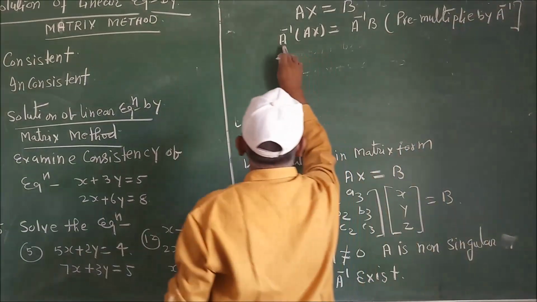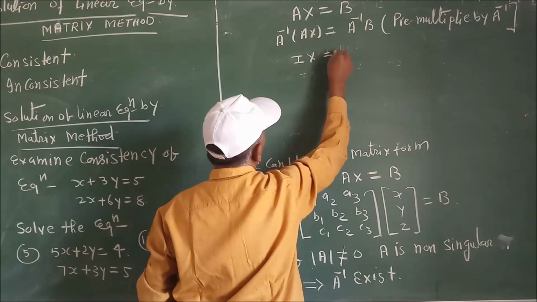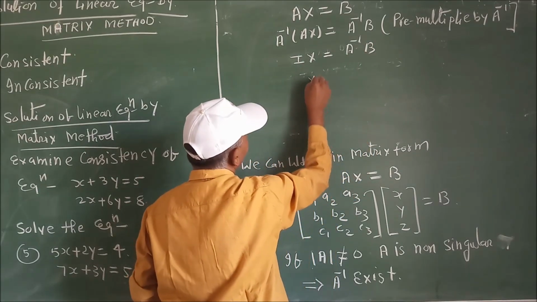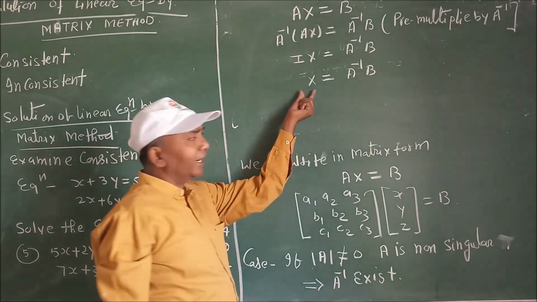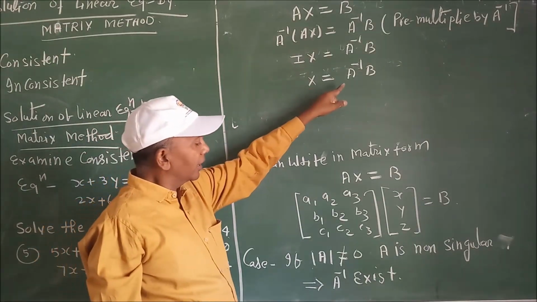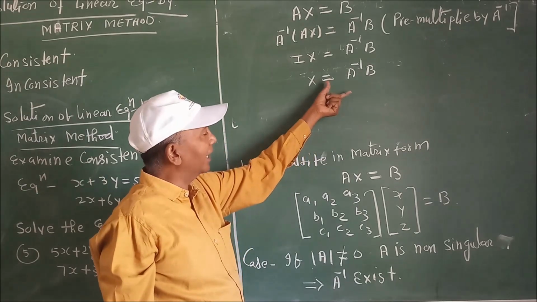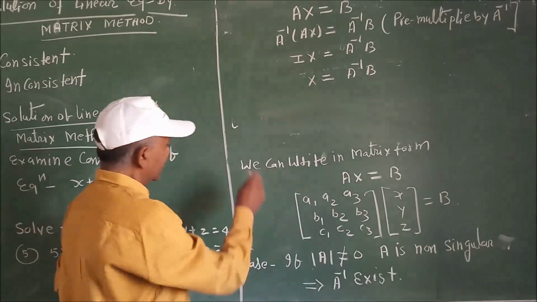So this can be written as A inverse into A. This will equal I into x is equal to A inverse into B. So I into x is equal to A inverse B. So we can calculate the value of x. If we get the value of A inverse and multiply with B, then we will get the solution of x, y and z.